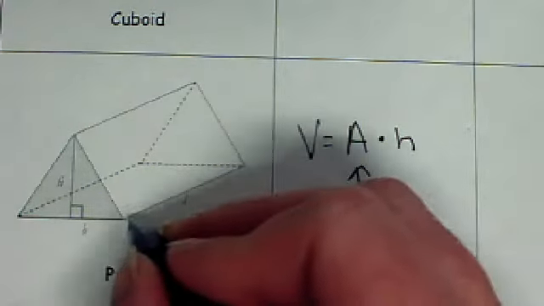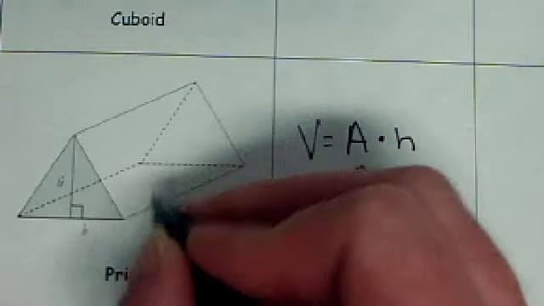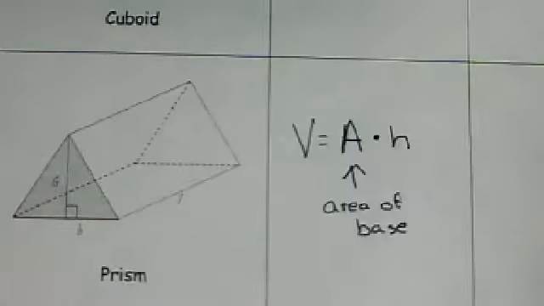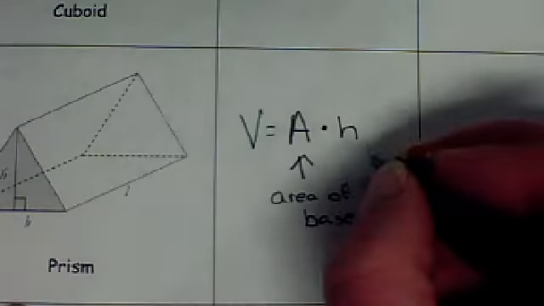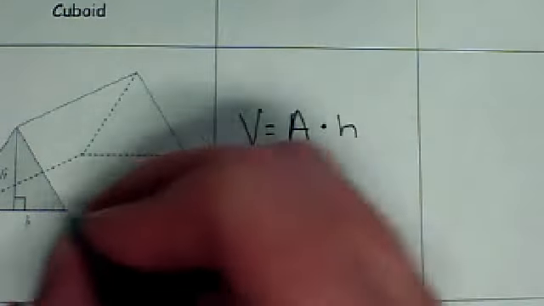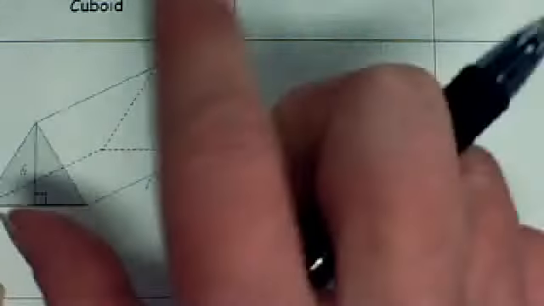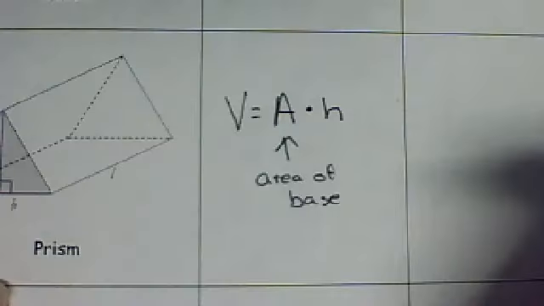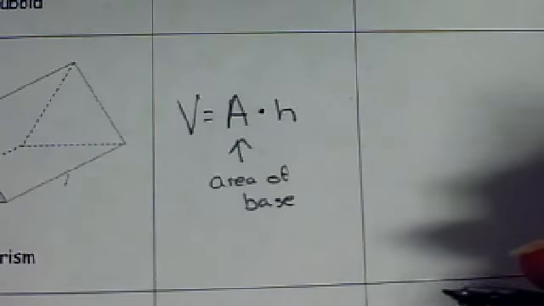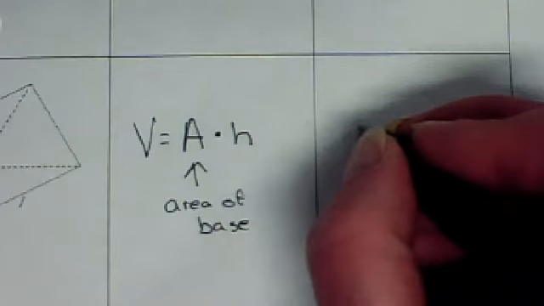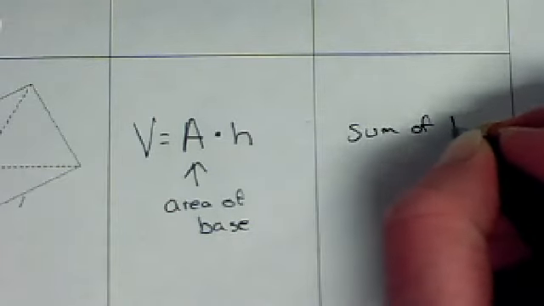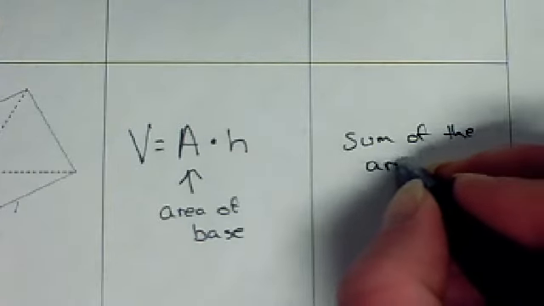And the height for this picture would be this, not this height. So be very careful. This would be the height of the prism. And you think of it as setting the figure on its base to figure out where the height is. Again, the surface area is the sum of the areas of the faces.